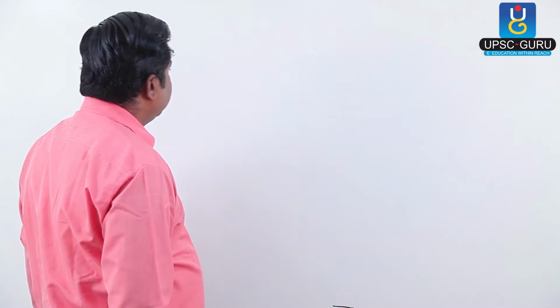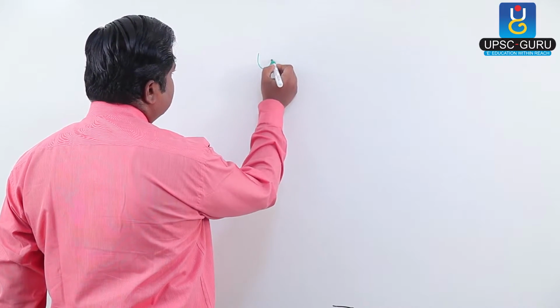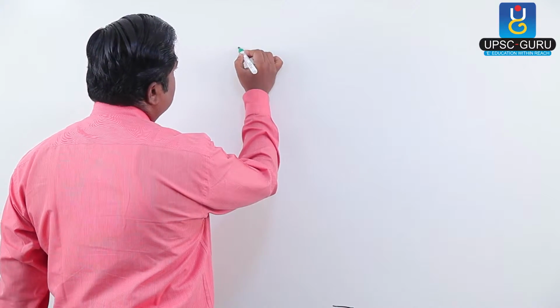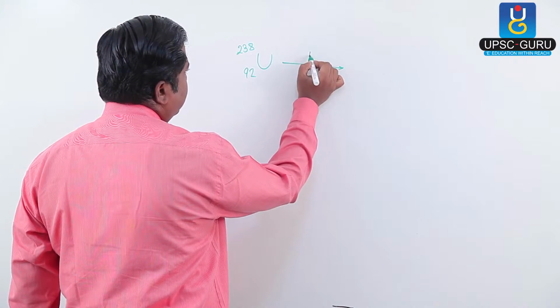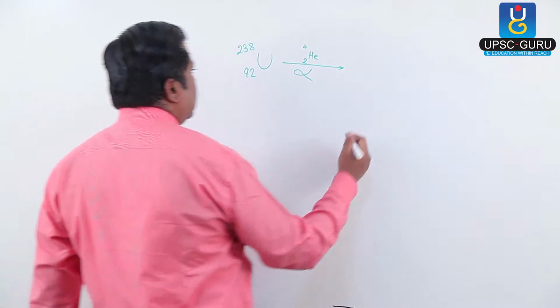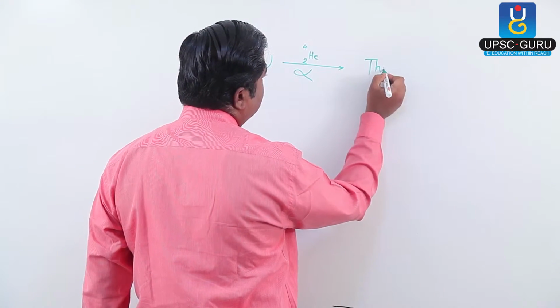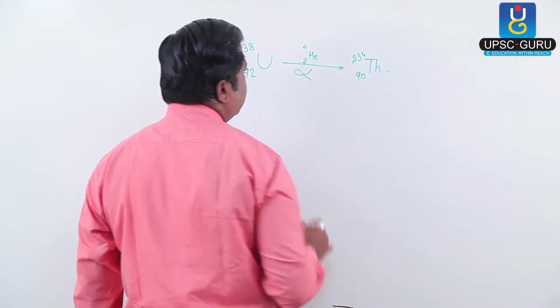Now we have a little bit of knowledge about radioactivity, and from that we are going to go to somewhat deeper knowledge. Number 1, suppose there is an element, as we discussed earlier, uranium, atomic number 92, mass number 238. Try to recollect, this is an alpha emitter. So as it emits an alpha particle, it is converted into thorium, atomic number 90, mass number 234.